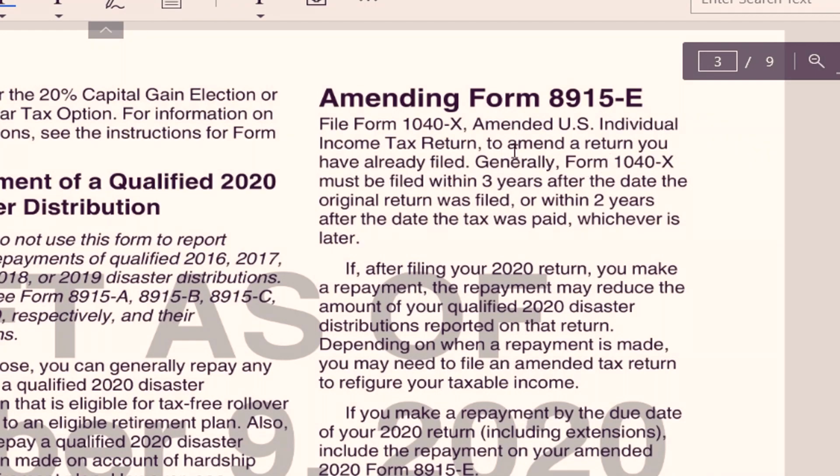In some circumstances, you might have to amend this form if you repaid part of the money later on, because you have 3 years to recontribute the money to your retirement plan, the money that you took out for the coronavirus distribution. But it might cause you to have to amend your form depending upon when you repay it. As long as you repay the money before the extended due date of the return, if you extend your return, then you're fine. But if, let's say, you're in 2022 and decide to repay for 2020, well, then you're going to have to go back and amend your 8915-E and also file an amended 1040-X to get your money back or to reflect the repayment.